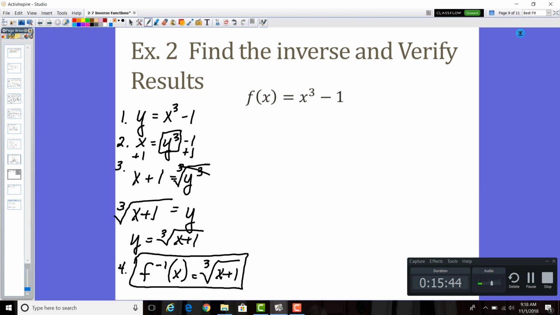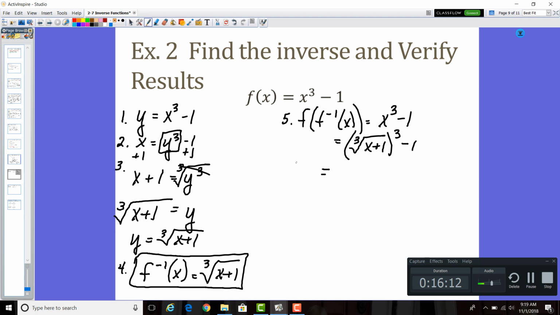Here's what we think our inverse is. We need to prove that, or check our answer, make sure it's right. We know we can check it by plugging it into a composition. So we're going to start with the first one. The first composition, you start with your original function given, and inside that function, you plug in your inverse, which we found to be the cube root of x plus 1.